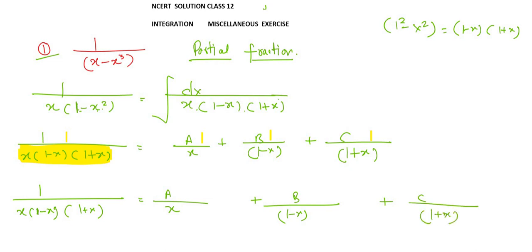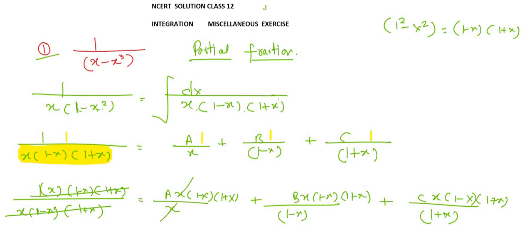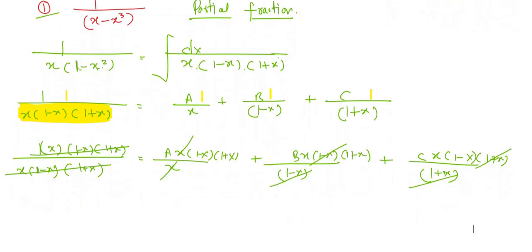So I am multiplying this term everywhere, correct? x into 1 minus x, 1 plus x. Here also 1 minus x, 1 plus x. Here, so I multiplied everywhere, correct? Now see here, this whole term will cancel. Here x will cancel. Here 1 minus x and here 1 plus x will cancel. So what is left? Let me write down. Here everything cancelled, correct?